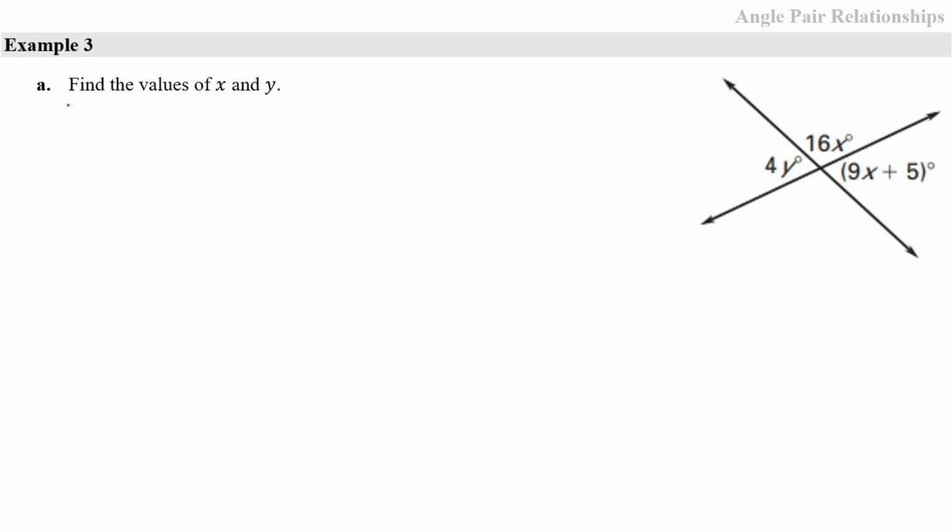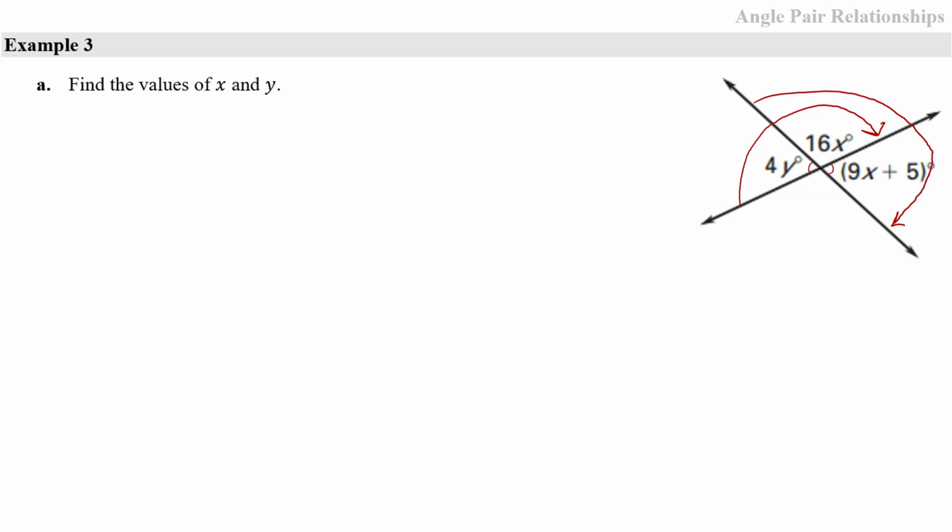For example A here, it says find the values of x and y. So we look at the picture and we say, okay, what do I know about these angles? Well, we have two things going on here. We have a pair of vertical angles, which are equal to each other, and we also have two linear pairs. For example, I can look at 4y and 16x, and that would be a linear pair, or I can look at 16x and 9x plus 5, and that would be a linear pair as well.